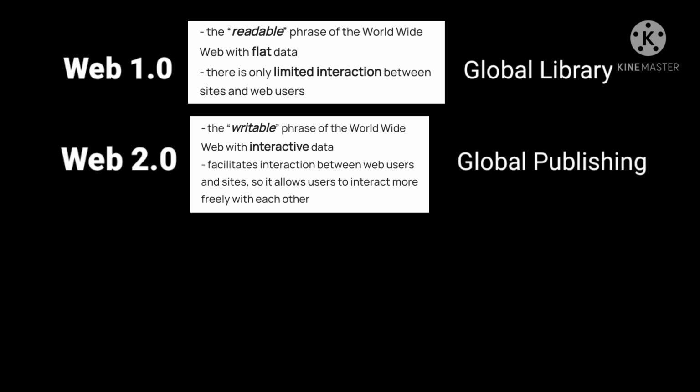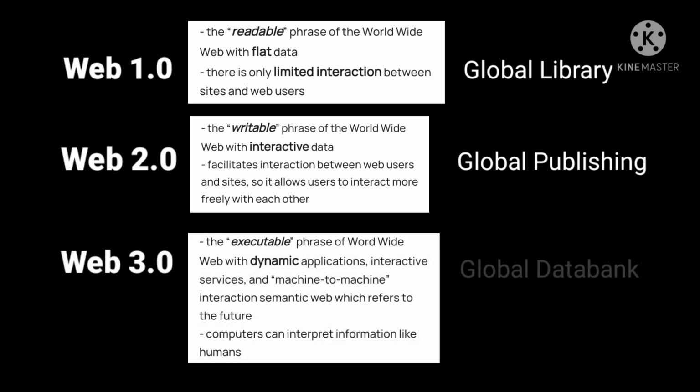Web 2.0 is the writable phrase of the World Wide Web with interactive data. Unlike Web 1.0, Web 2.0 facilitates interaction between web users and sites, so it allows users to interact more freely with each other. Web 2.0 encourages participation, collaboration, and information sharing. Examples of Web 2.0 applications are YouTube, Wiki, Flickr, Facebook, and so on.